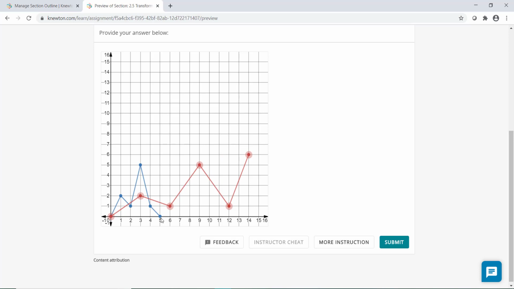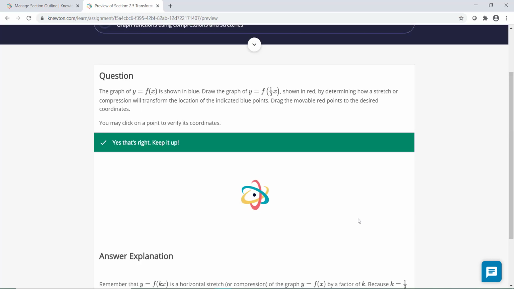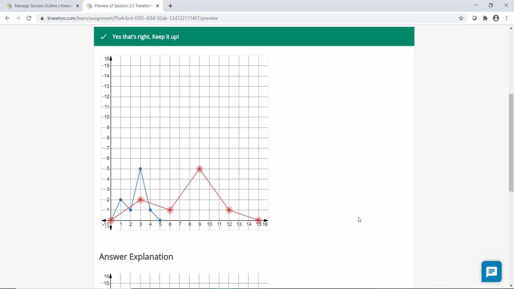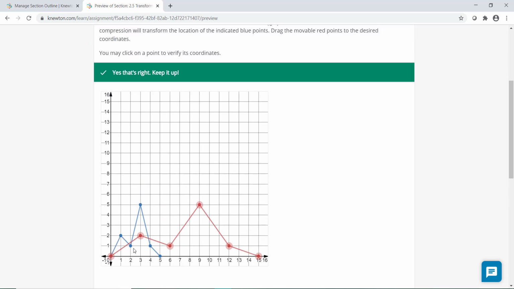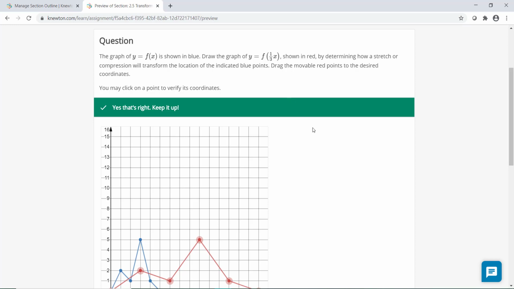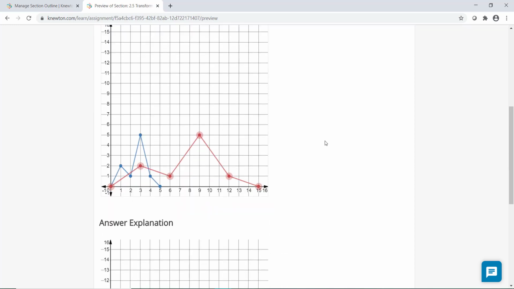And then my last one, I have an x coordinate of 5. 5 times 3 gets me 15, and I keep that down there for the y coordinate. So let's see if I'm right. Yep. So all I'm doing is taking the x coordinates of all those blue points and multiplying them by 3 for my transformation, and then we should be good.